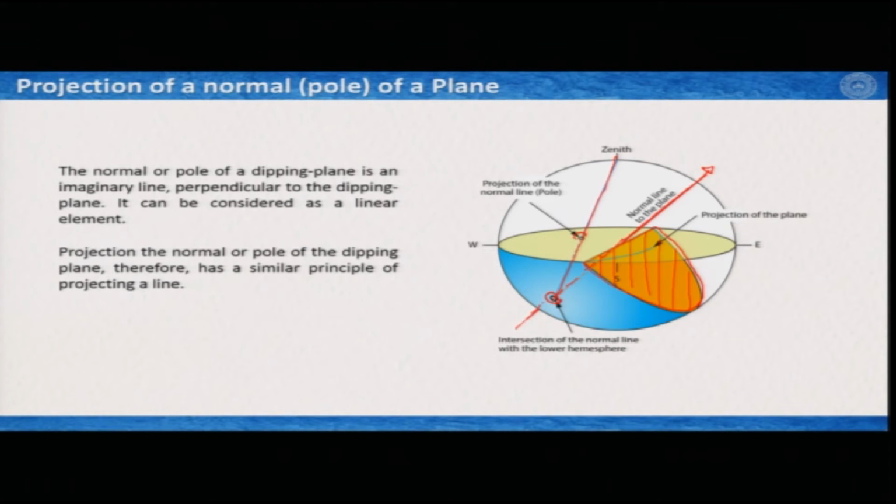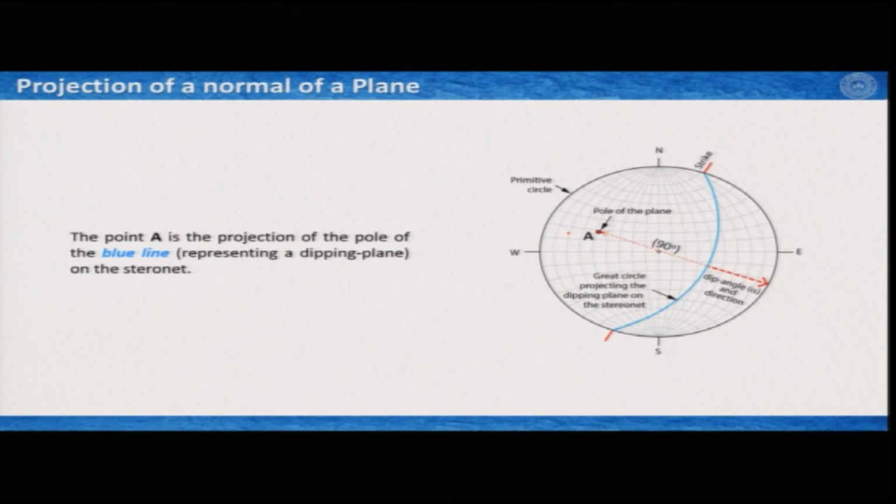It would intersect somewhere on the projection plane, or on the equatorial plane, or on the primitive circle, and this point is the pole of this plane projected on the surface. So, this is how it looks once we are ready with the projection.